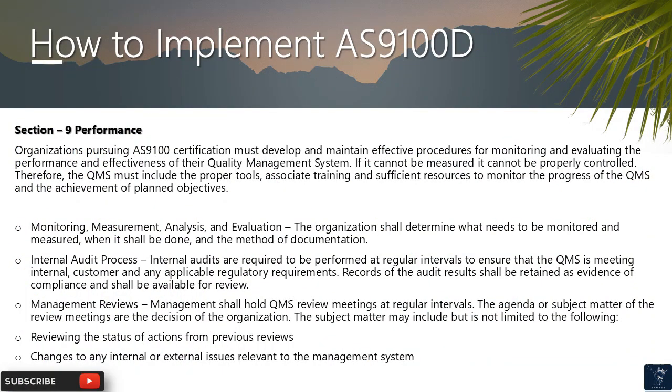Section 9, Performance. Organizations pursuing AS9100 certification must develop and maintain effective procedures for monitoring and evaluating the performance and effectiveness of their quality management system. If it cannot be measured, it cannot be properly controlled. Therefore, the QMS must include the proper tools, associate training, and sufficient resources to monitor the progress of the QMS and the achievement of planned objectives.